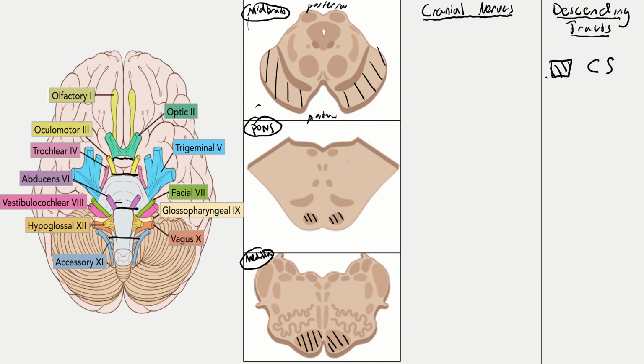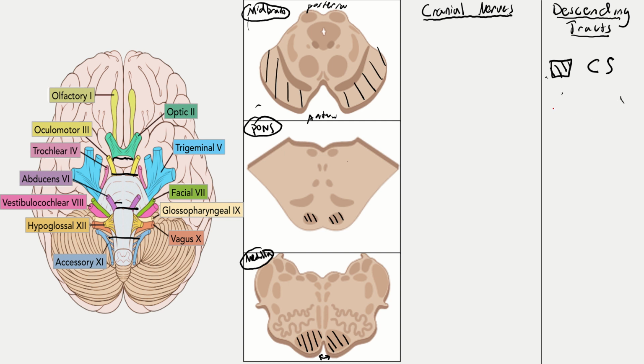Now remember, if you get a lesion in here, it decussates in the medullary pyramids, so these cross, so you're going to get a motor weakness on the contralateral side of the body if you have a brainstem lesion. All right, so that's your corticospinal tract.